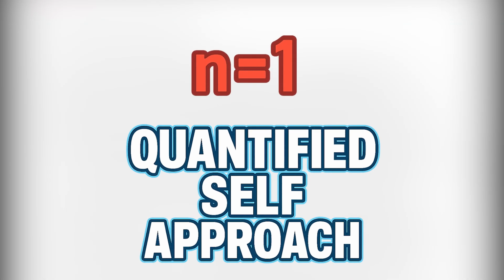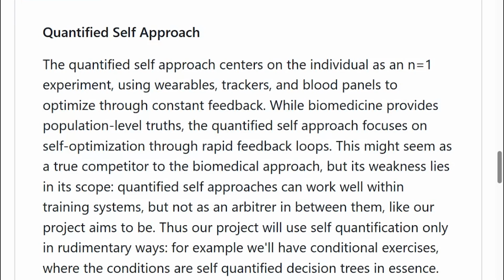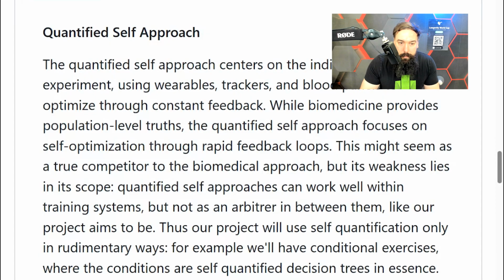The next one is the quantified self approach. Now, this is really interesting because quantifying a bunch of things about yourself and then making decisions on what interventions you're going to do is something that is clearly going to play a big part in our future as we become more able to measure more things and more conveniently. What's the thing here? Why aren't we choosing this one? Well, it fails in its scope.